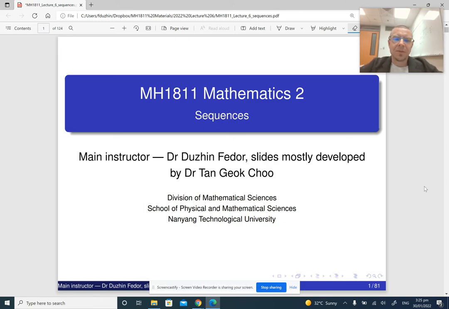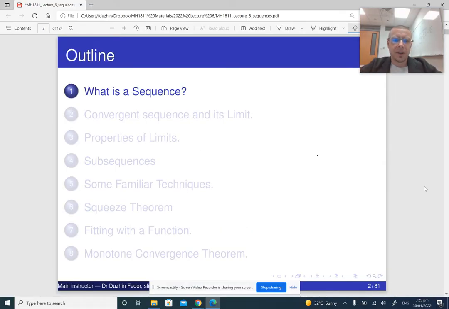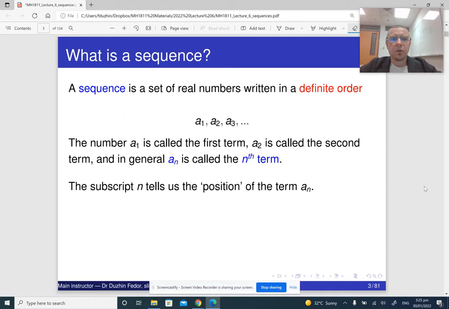Hello and welcome to lecture 6 of Mathematics 2. So today we are going to talk about sequences. Here is the plan of the lecture. So we have 8 parts. First of all, what is a sequence?